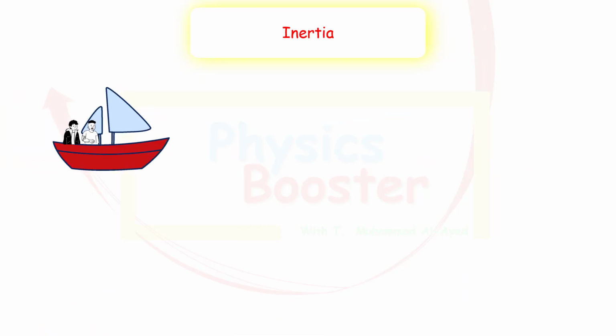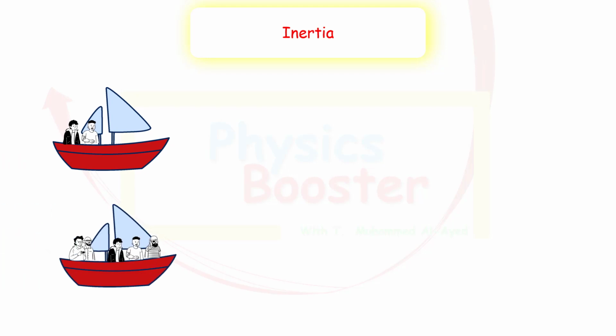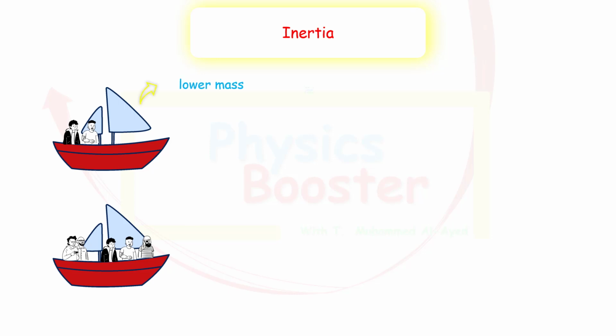What's the relationship between inertia and mass? Let's look at this ship right here. It has 2 people on it, and this ship right here has like 5 people on it. So we can say that the mass of the first ship is lower than the mass of the second ship. Because the mass of the first ship is lower, we can say that it is easier to increase its speed because it has a lighter mass. Yeah, it's common sense. We understand that.